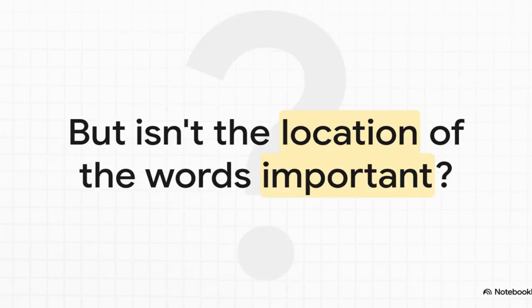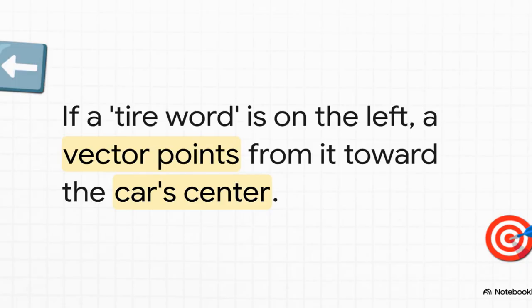But wait a minute. This probably raises a big question for you, right? A bag of words is useful, but it totally loses all the spatial information. I mean, in a text document, it doesn't really matter if the word tire is at the top or the bottom of the page. But for a picture, knowing the tires at the bottom is kind of important, isn't it? Of course it is. And check this out. This is where the next really clever part comes in.